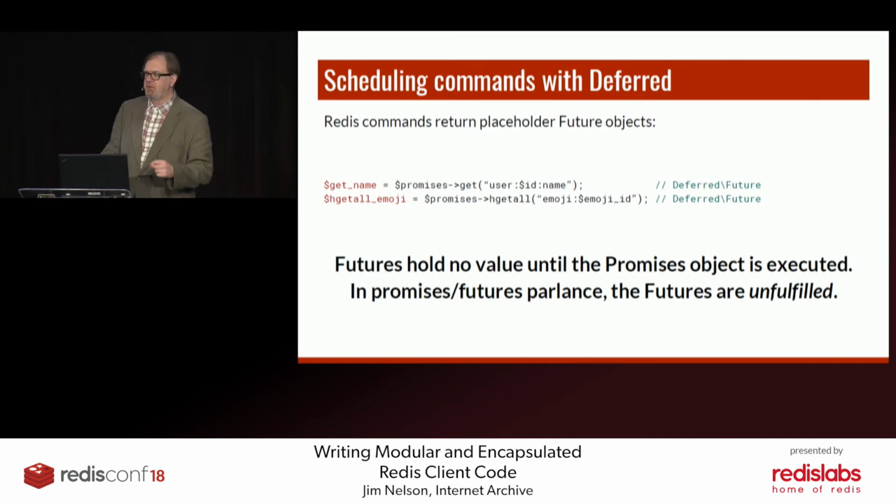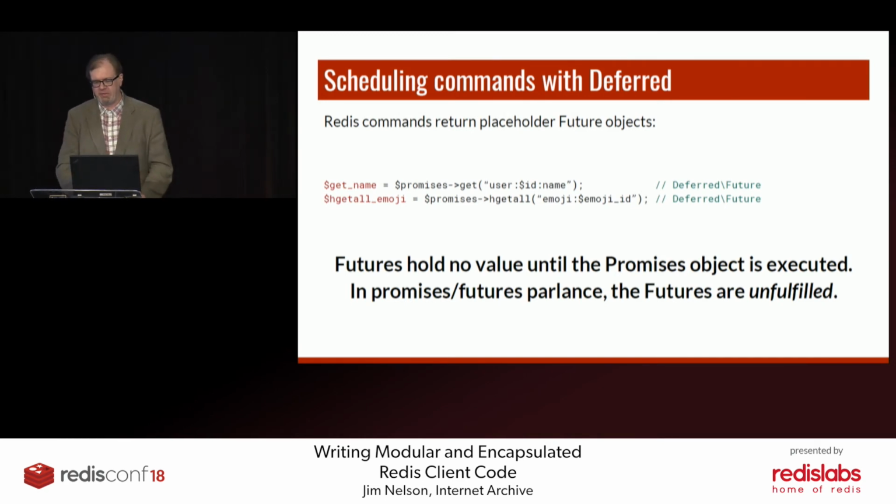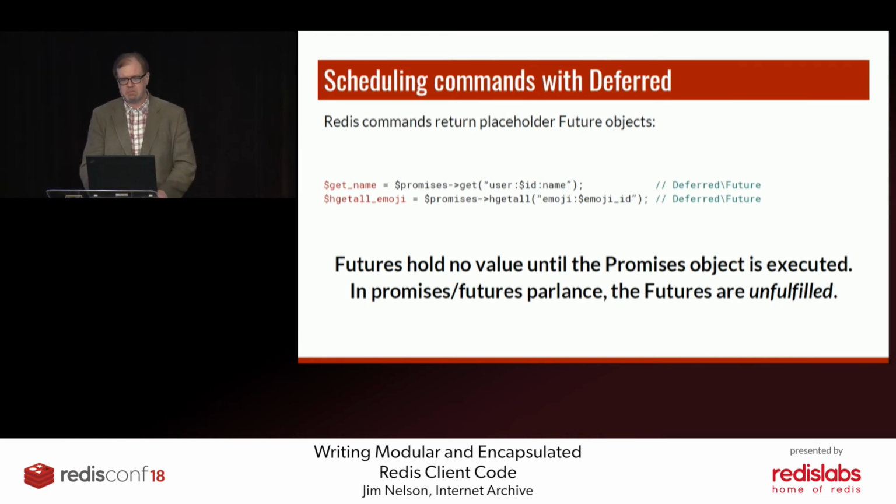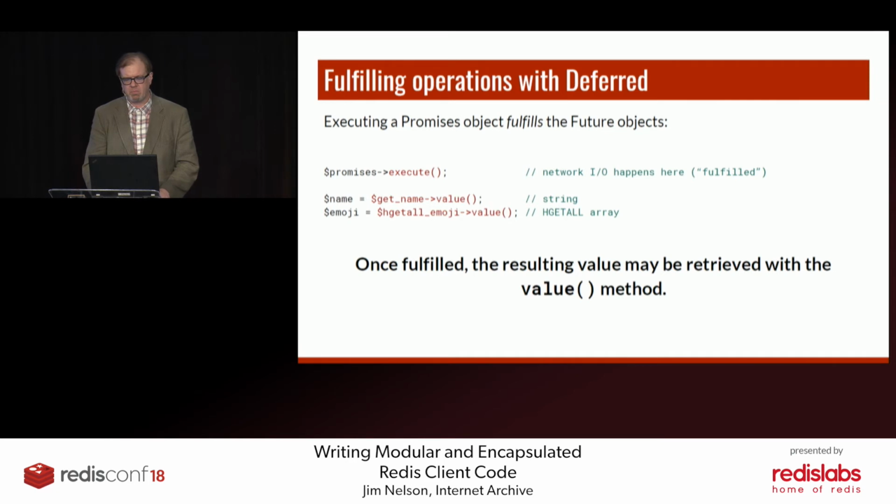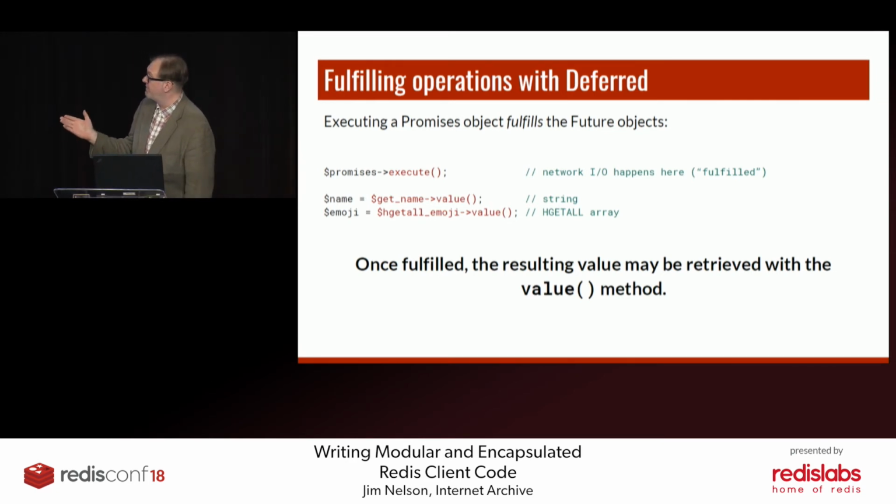In futures and promises parlance, futures are unfulfilled when they're first generated. They hold no value. Fulfillment is when the promises object does the I/O and gives them the value. So again, it's just another term that I'm going to be using throughout these slides, so we're all on the same page. And as I've already talked about, you can use the value method to retrieve the value once the execute has occurred.